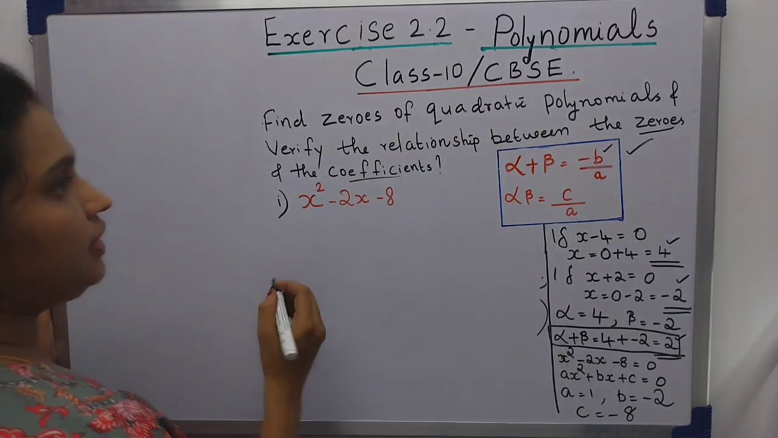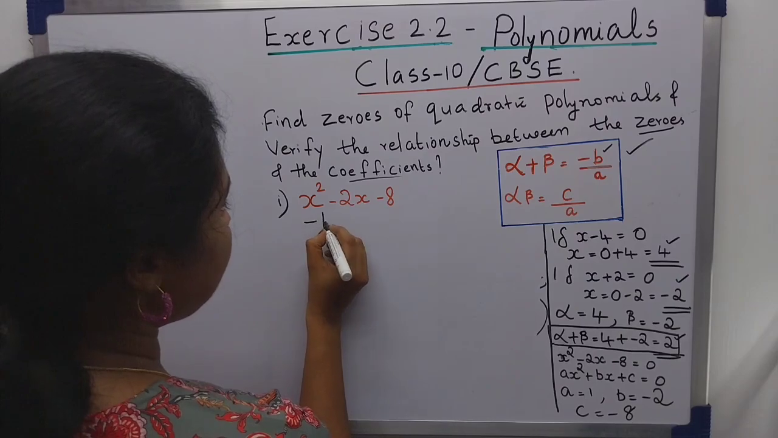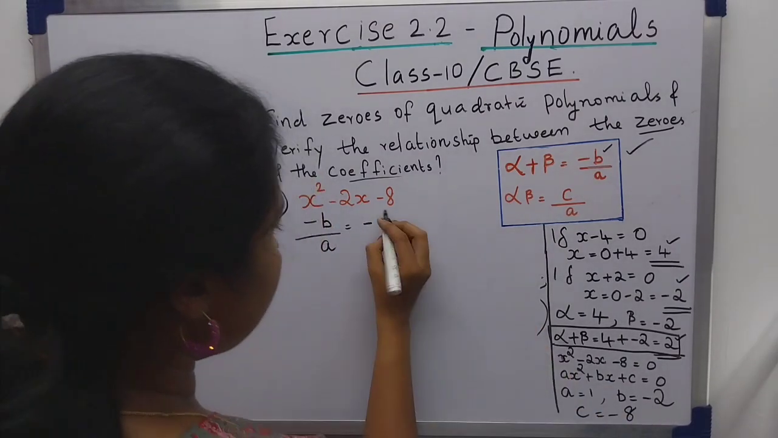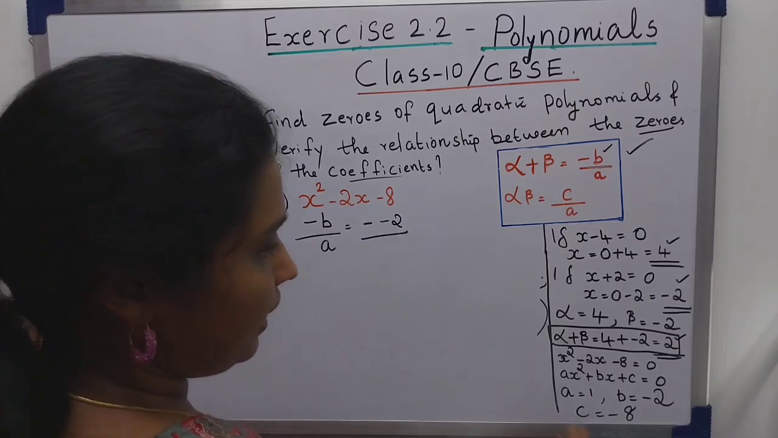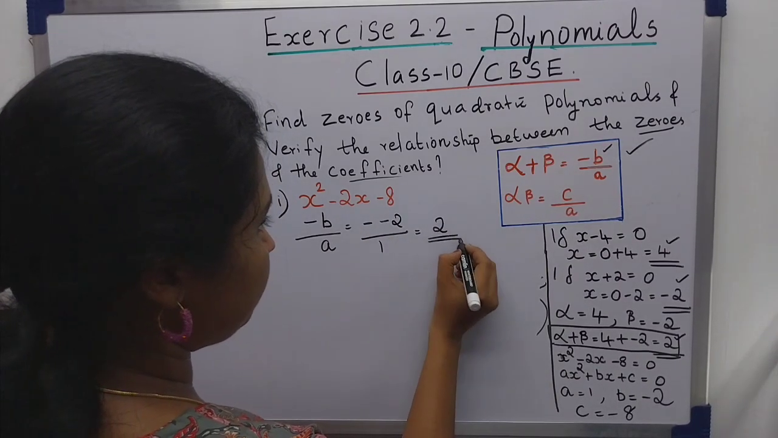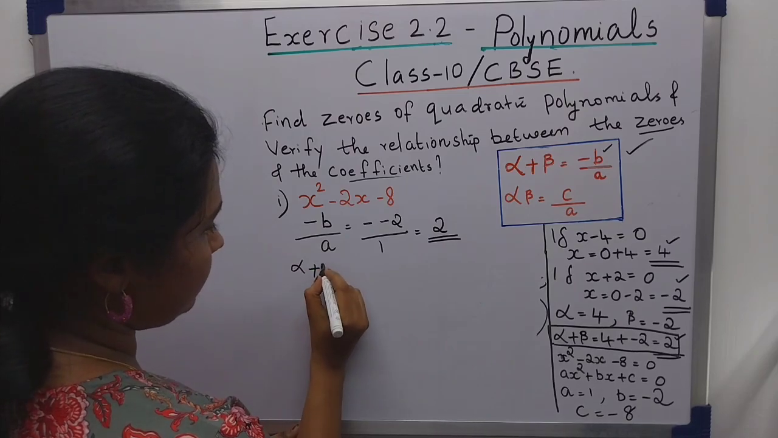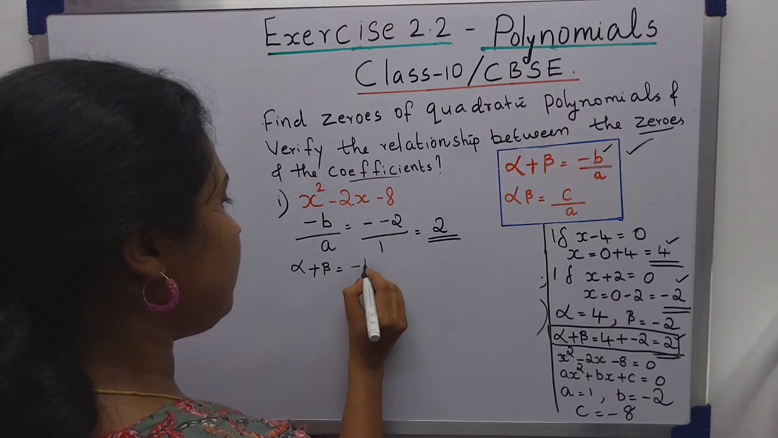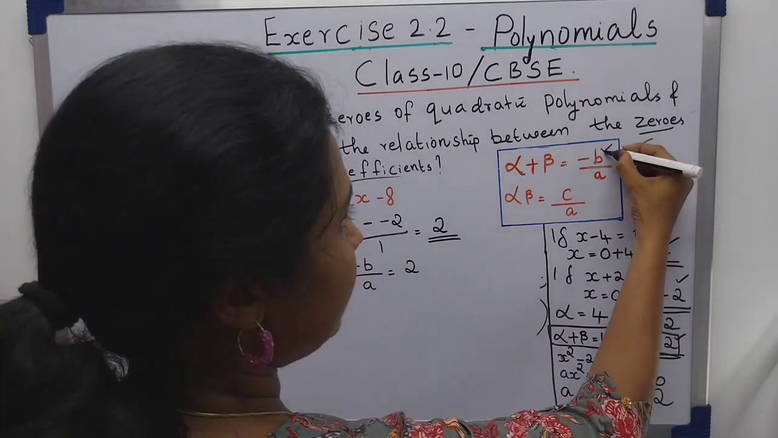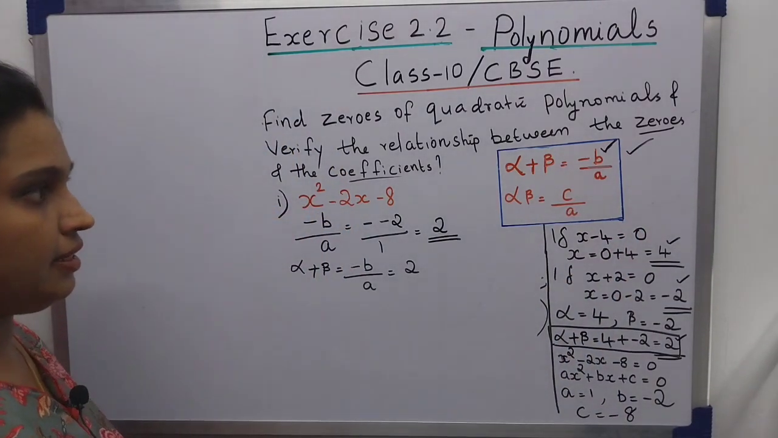So, we need to find out the value of minus b by a. Minus of what is b here? Minus 2, by a is 1. Minus of minus is plus 2. Alpha plus beta is equivalent to minus b by a, which is equivalent to 2. So, this condition is satisfied.